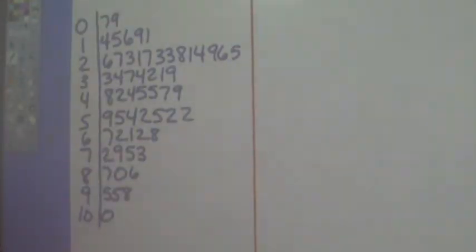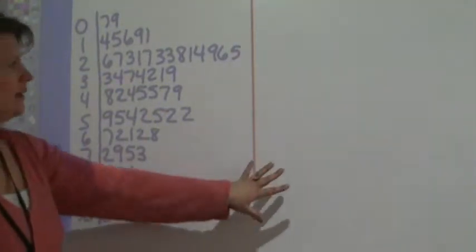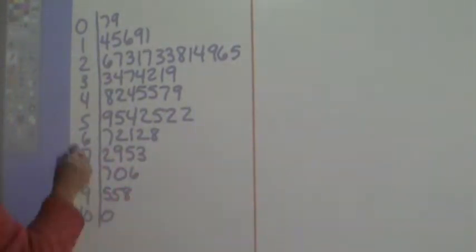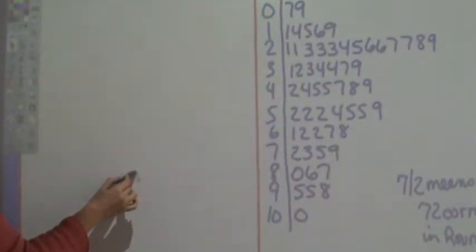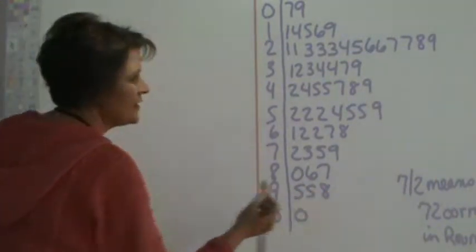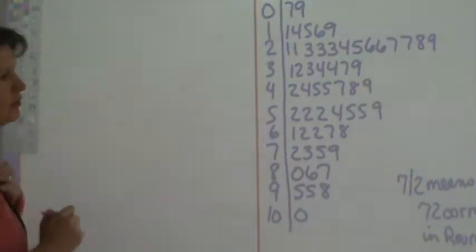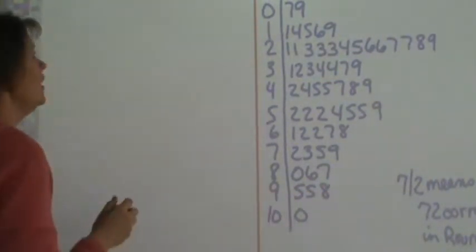So here's our data. All right, and again, we need it in order least to greatest. So over here, I've done that for us. So here's our data in order least to greatest. I gave myself a key. 7 vertical line 2 means 72 correct in round 2.